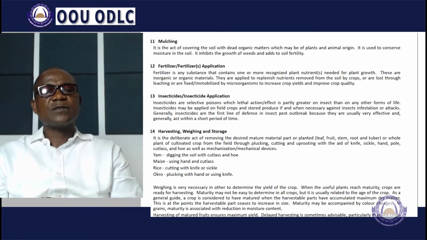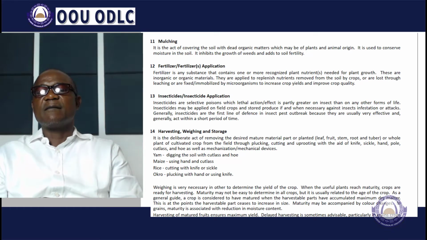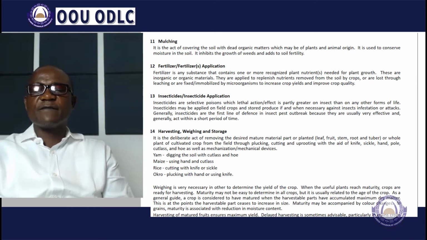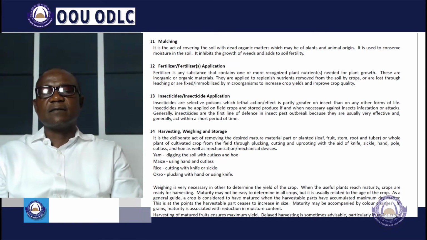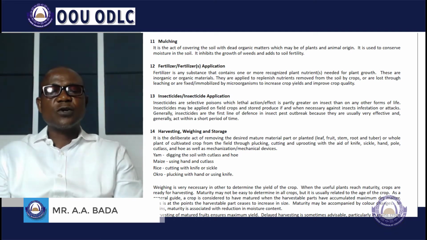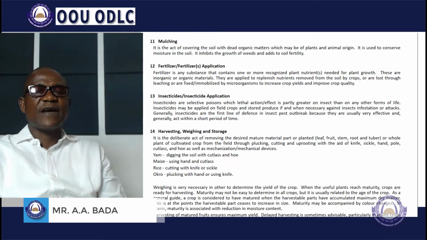Harvesting, weighing, and storage. It is the deliberate act of removing the desired mature part or whole plant of a cultivated crop from the fields through plucking, cutting, and uprooting with the aid of knife, sickle, hand, hoe, cutlass, as well as mechanization or through mechanical devices.